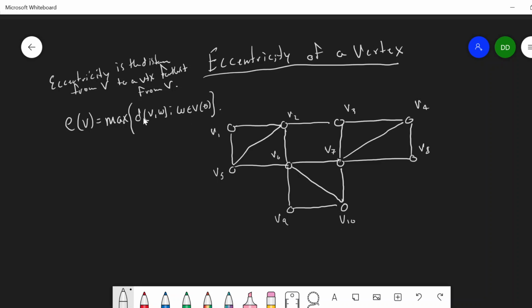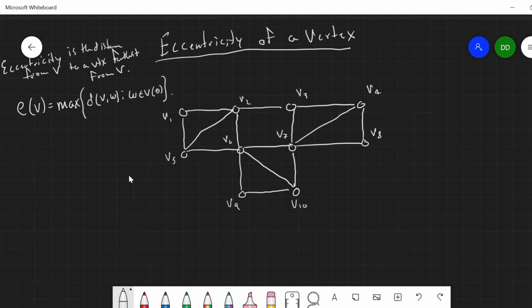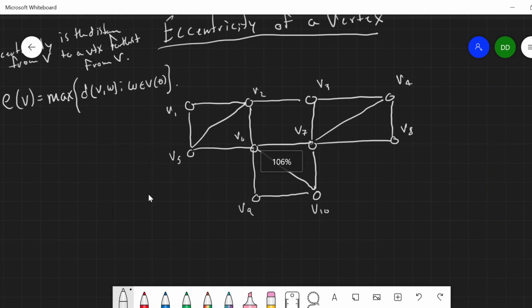So remember that distance was the minimum length of a path between V and W, say. So the eccentricity is a max of mins. It's a maximum of a bunch of minimums. This theme will be important to keep in mind. So it's a maximum of all the distances between that vertex and every other vertex in the graph.